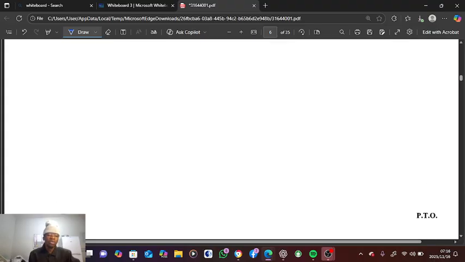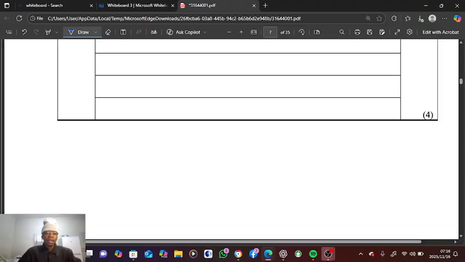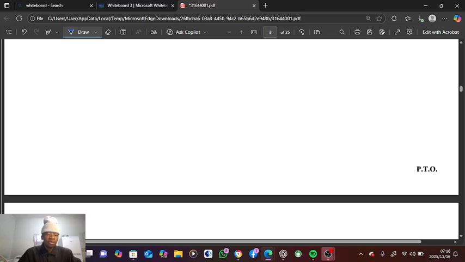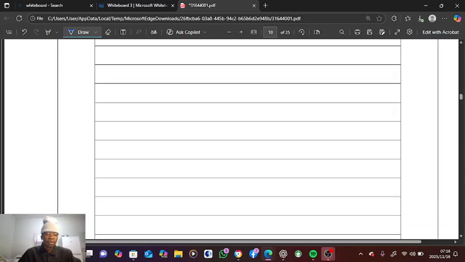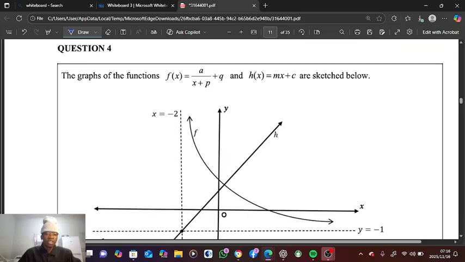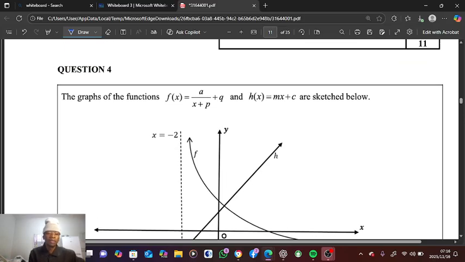We cannot do question 3 because it's the same as number patterns. We move to question number 4. Question number 4 is a function. We say these are functions. So here they say the graph of f is equal to a over x plus p. Then we know that this is our x asymptote, this is our y asymptote.